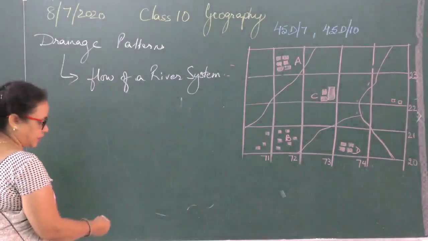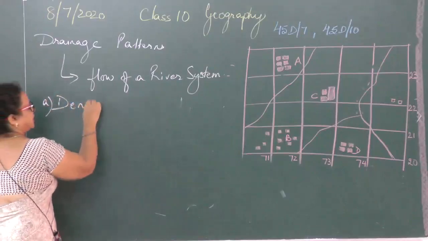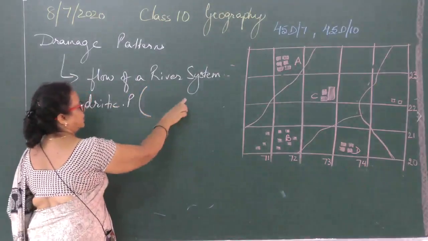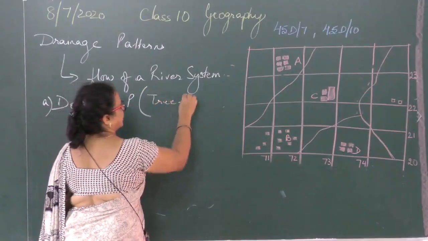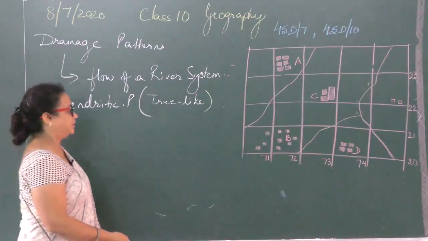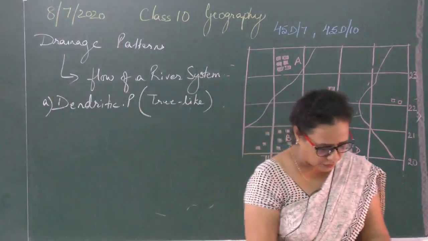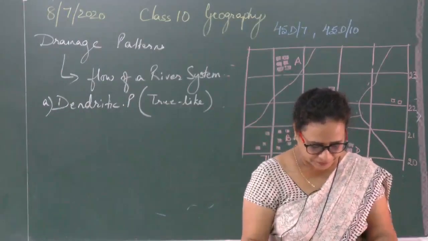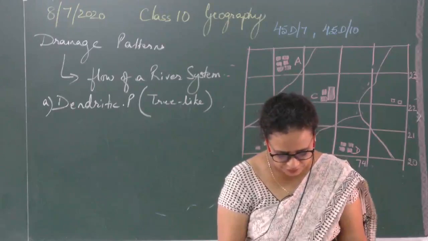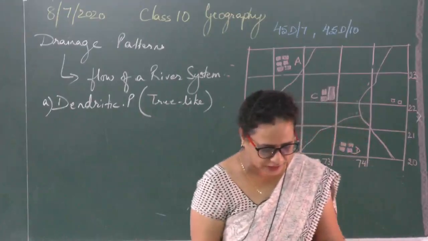Here, the first type of drainage pattern, write down the name: dendritic pattern. I'm just writing P, and write the meaning or description. It is a tree-like pattern. Tree-like means the tributaries look like branches of a tree. Page 47 if you have your Total Geography. We will not waste time over it, but the figures are there on page 47.